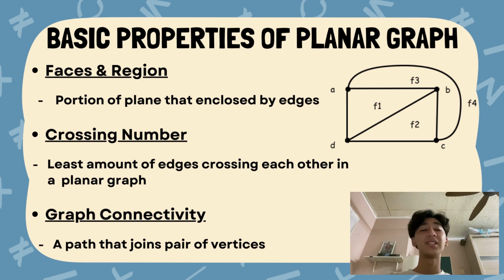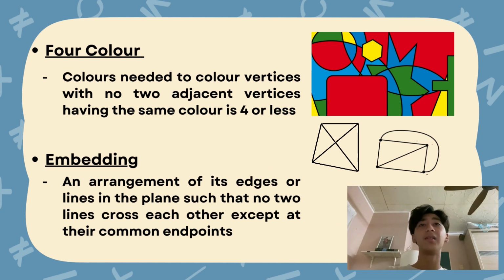The next basic property is graph connectivity. Graph connectivity is a path that joins a pair of vertices. Basically, it means that a graph is linked by lines, as you can see in the example we provide, where A to B has a line that connects both of them. A graph is considered connected if there is a path between every pair of vertices in the graph. If a graph is not connected, it may consist of multiple disconnected components, which cannot be called a connected graph.